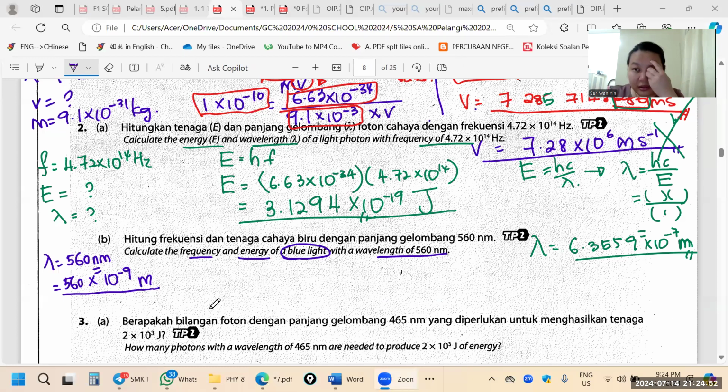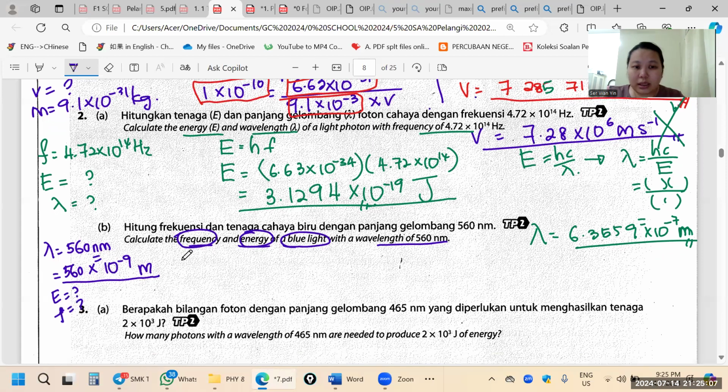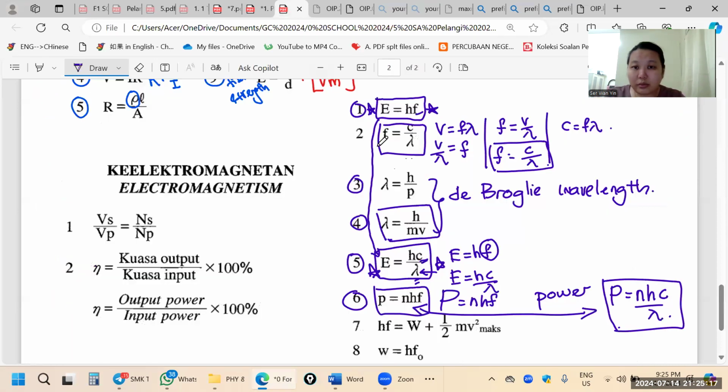Yeah, thank you, Savendra. So we say frequency and energy. So E equals to how much? F equals to how much? So you want to count F first? Or you want to count E first? Also can. So F equals to C over lambda. It's in formula number 2.